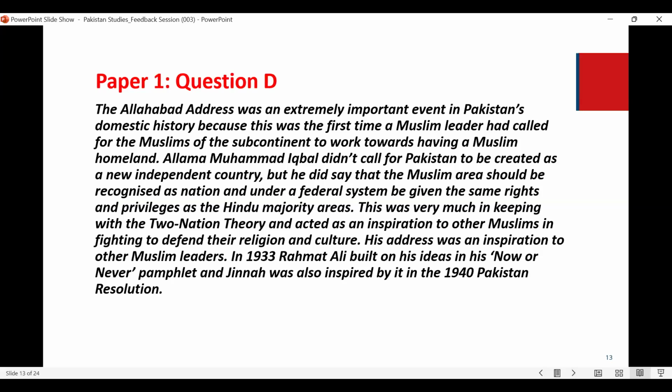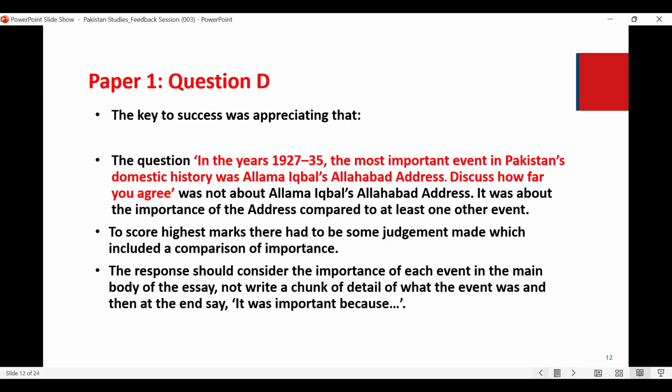Sorry, going back to the key to success, before we look at that: to get 12 marks or more, we do need them to do this 3 times. They do need to be comparing, making judgments at least 3 times to get more than 12 marks.